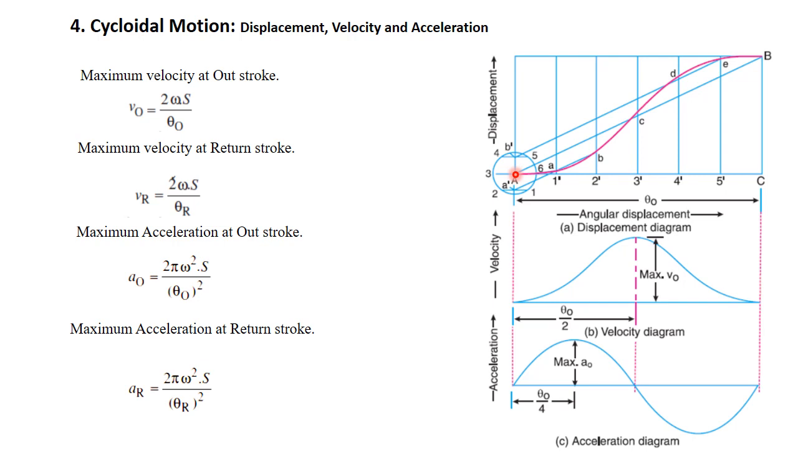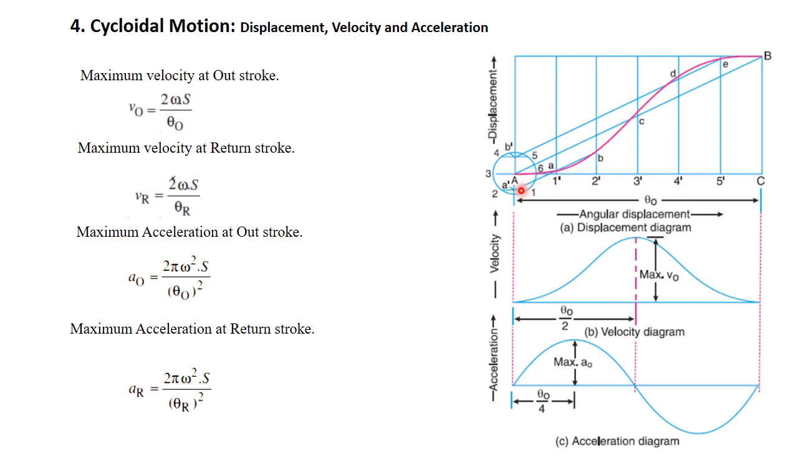Now let us divide the total stroke, that is the outward stroke, into, say, six equal parts. So here we have divided this total theta naught into six equal parts, and we have marked 1 dash, 2 dash, 3 dash, 4 dash, 5 dash, and 6 dash at equal intervals of displacement, that is theta naught of the cam, and we have drawn vertical lines at each point.